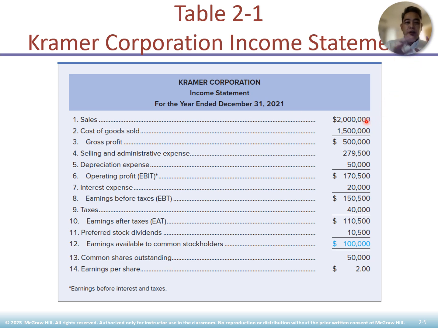Okay, so this is Kramer Corporation, and then it's a 2021 income statement. So not a typical income statement. I will say that as a first observation. Reason why? Because normally when you look at the income statement, you would not see the word EBIT, earnings before interest and taxes, and also earnings after taxes.